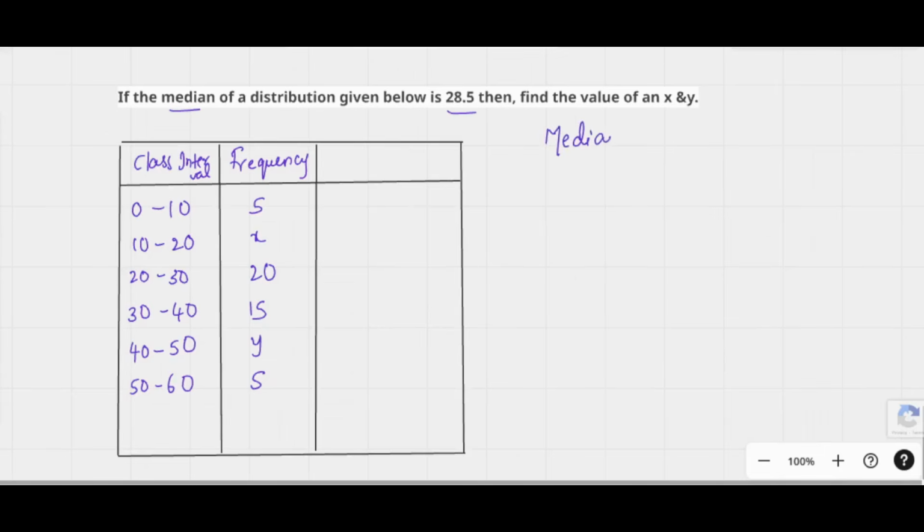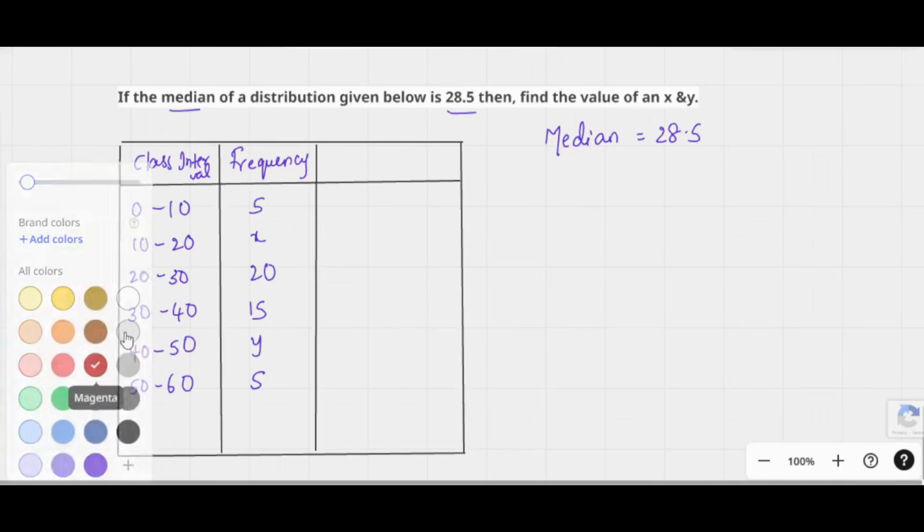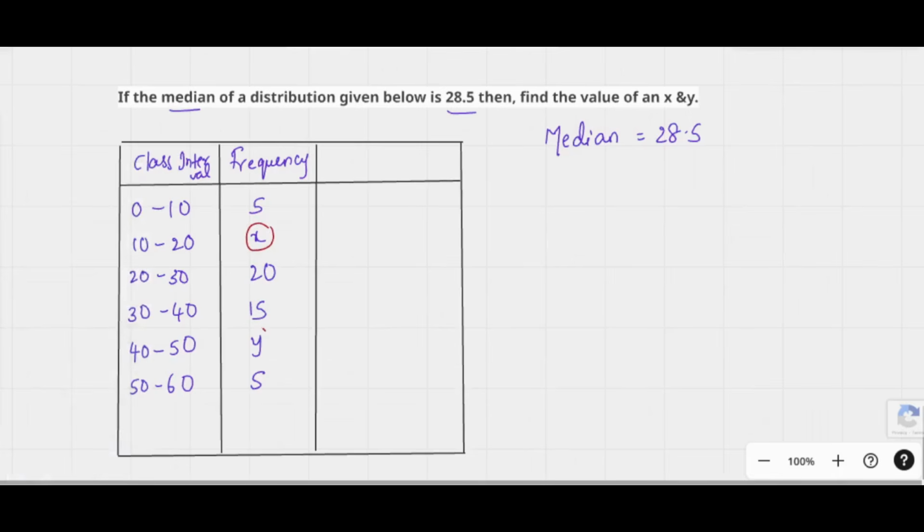In this question, they gave us the median directly as 28.5. They gave the class intervals and frequency, but we can see the terms x and y. So we need to find the values of x and y. Let us do it step by step. First we have to find the cumulative frequency over here.